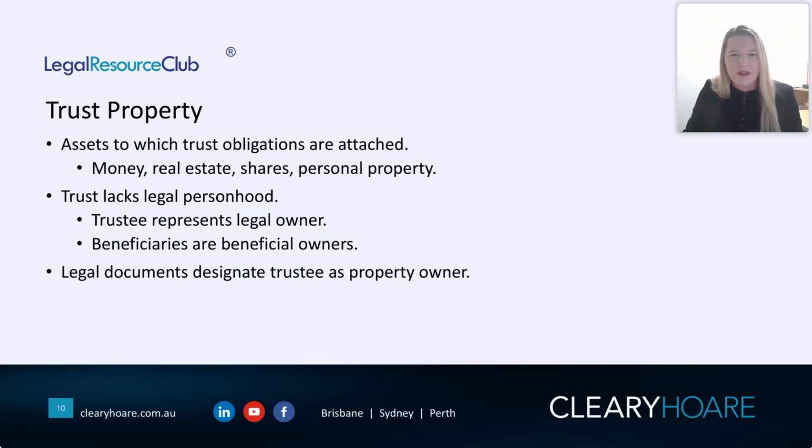I know that in some jurisdictions, Queensland, for example, if you do a title search, it will show the capacity as trustee. But in New South Wales, for example, there's no ability to show that on the certificate of title. So it will just be the name of the trustee or the trustees that are shown as owning that property.